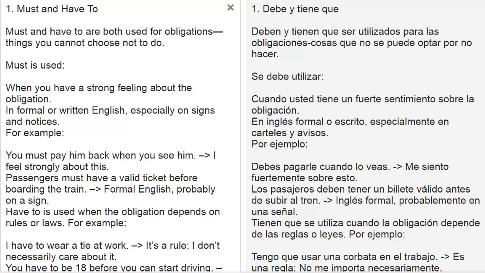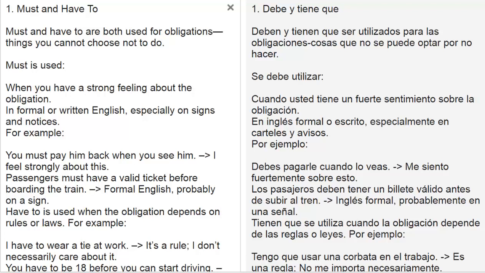These verbs have similar meanings, but they can't be used the same way. English learners often find it difficult to use these words correctly. In this lesson, you'll see what these words mean and how to use them correctly in English. First, let's look at must and have to.